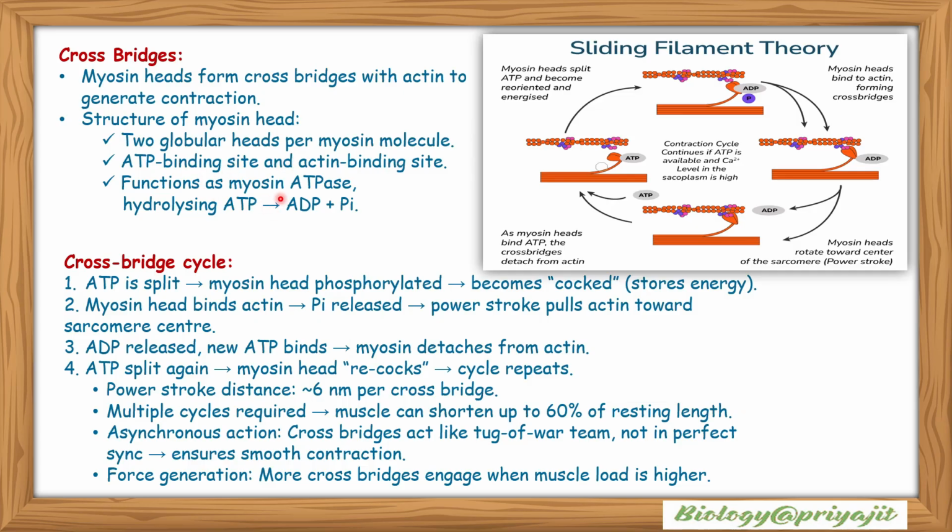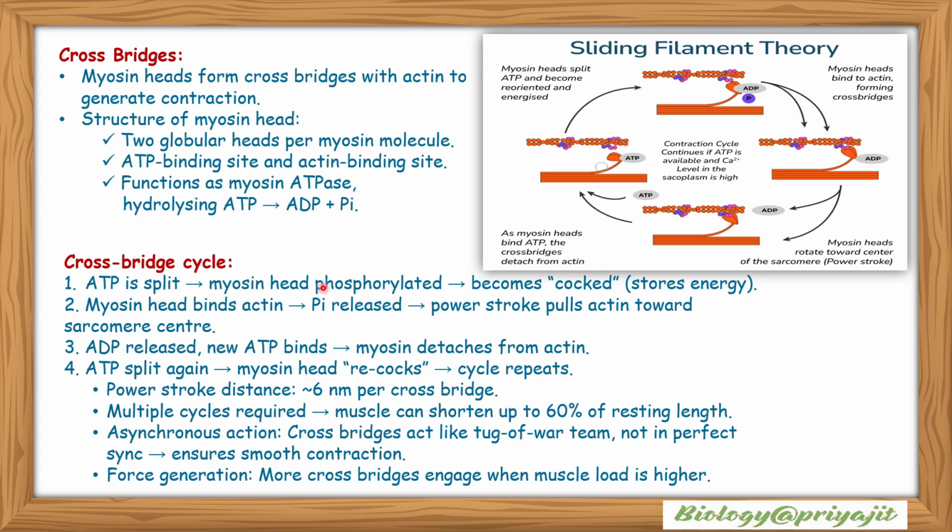The myosin head functions as an ATPase, it hydrolyzes ATP to form ADP and Pi. So the myosin head splits ATP and becomes reoriented and energized. Then the myosin head binds to actin, forming a cross bridge, and when myosin heads move towards the center of the sarcomere, this is called the power stroke. As myosin heads again bind ATP, the cross bridge detaches from the actin.